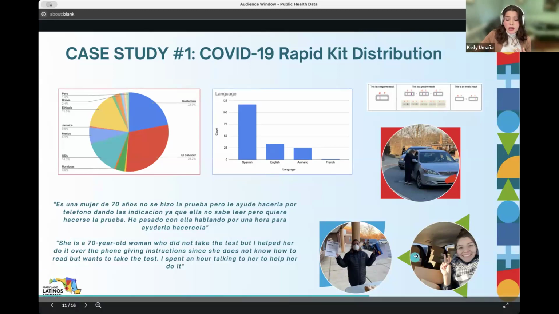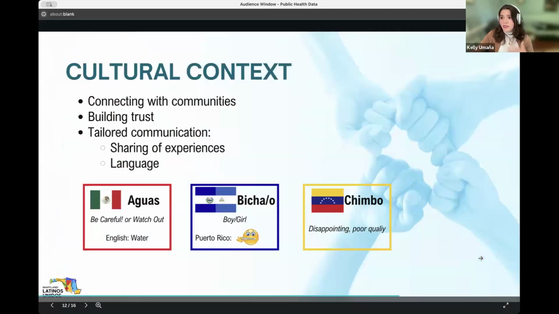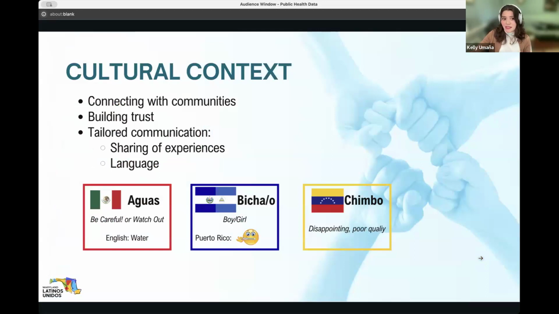And so some of the things that we also looked at is that cultural context, and what that means is connecting with the communities, building that trust, but more specifically tailored communication, sharing of experiences, sharing of where you're from, understanding their ethnicity, understanding their country of origin, first gen, second gen, third gen, what their experience in this country looks like, and obviously language.